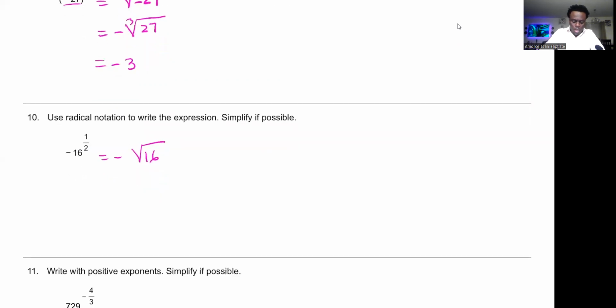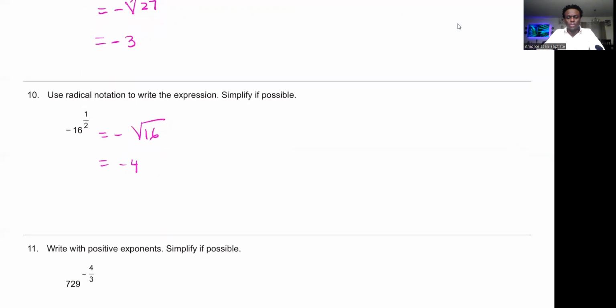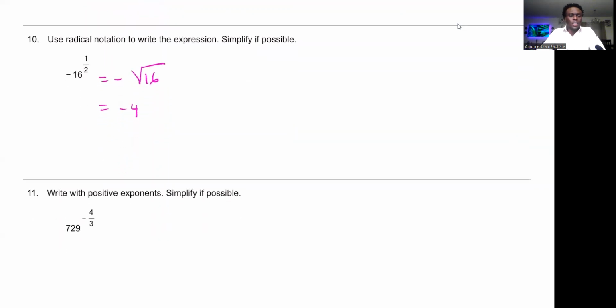So everyone knows what the square root of 16 is, right? What is a number that multiplies itself 2 times to get 16? All of you know that is 4, but with the negative sign outside it makes it -4. Right? With positive exponents, simplify if possible.